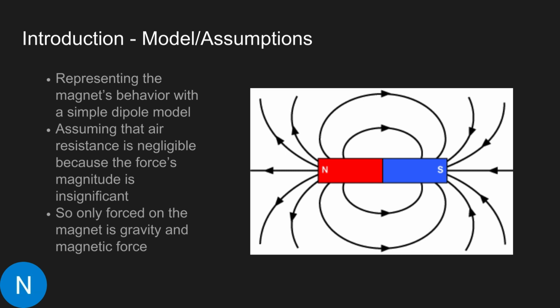So continuing that introduction, the model of it is we are representing the magnetic behavior with a simple dipole model, assuming that air resistance is negligible because the force's magnitude is insignificant. So the only force on the magnet is gravity and magnetic force.